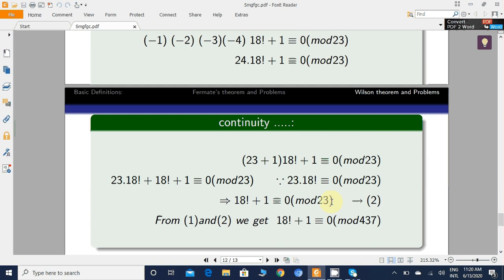But 23 under modulo 23 is always 0. Therefore 0 into 18 factorial always becomes 0. Therefore only the remaining 18 factorial plus 1 is congruent to 0 mod 23, call it equation number 2. From 1 and 2, if I combine equations 1 and 2, finally we get 18 factorial plus 1 is congruent to 0 mod 437, because equation 1 says that 18 factorial plus 1 is congruent to 0 modulo 19. In equation 2, the same thing modulo 23, therefore 19 into 23 becomes 437.